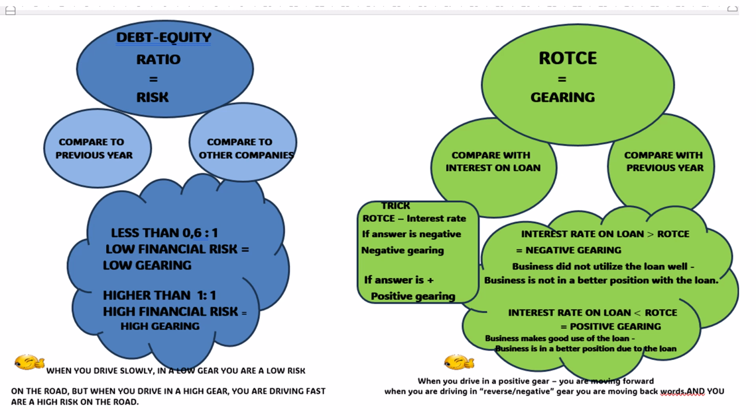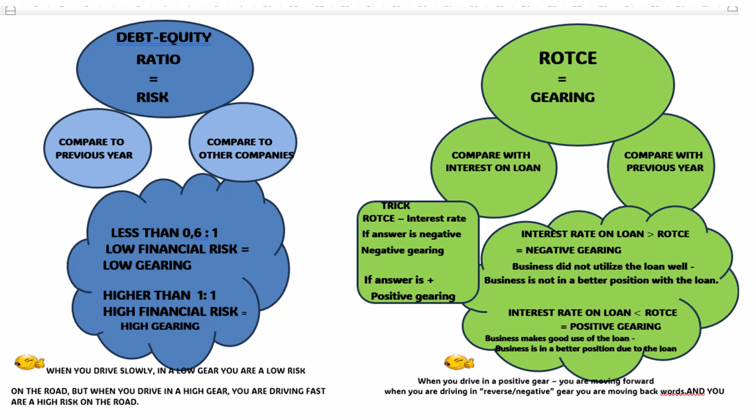If you take your return on total capital employed minus the interest rate, if the answer is positive, we call that positive gearing. So the loan put you in a better position. Then the next ratio that you need to know to decide on your loans, if you need to take out a loan or not, is your debt equity ratio.